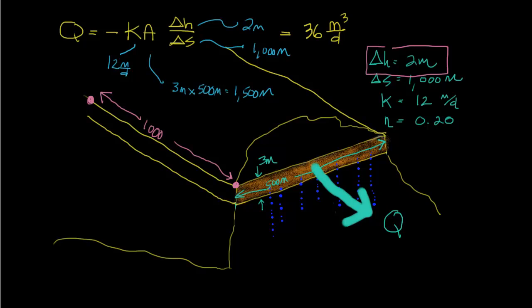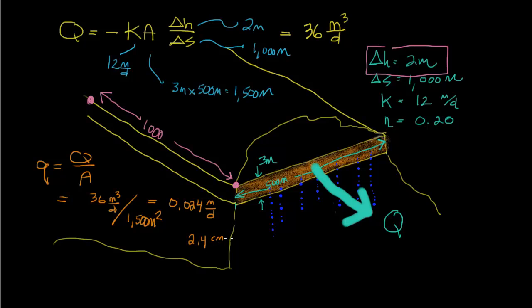If we want to get little q, we merely need to divide that. Little q, remember, is equal to big Q divided by the area. So we just take 36 cubic meters per day divided by the 1,500 meters squared. And when we do that, we get 0.024 meters per day. To give you perspective, that's about 2.4 centimeters per day. So that's specific discharge. Now that doesn't really have much meaning to most people.